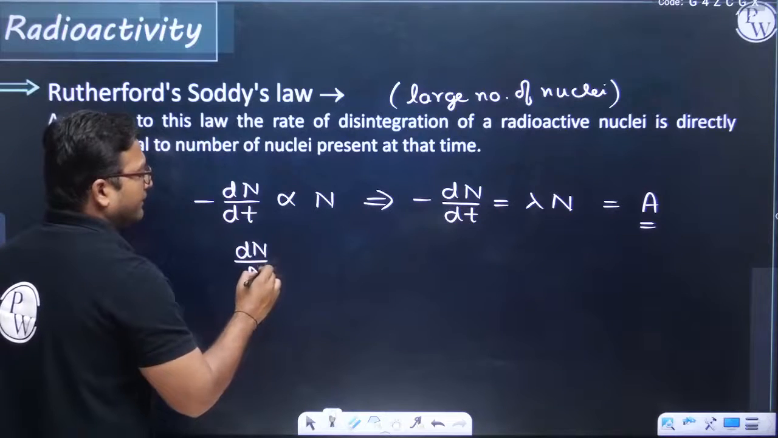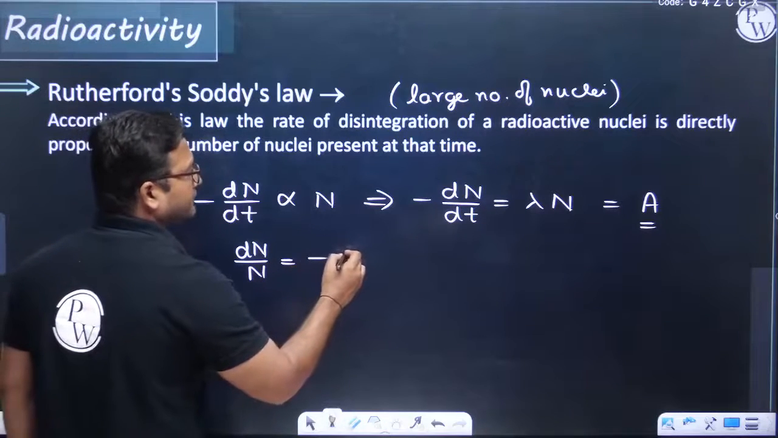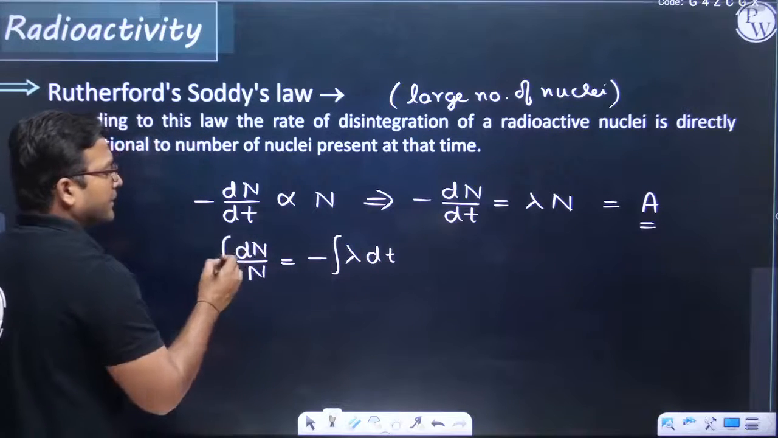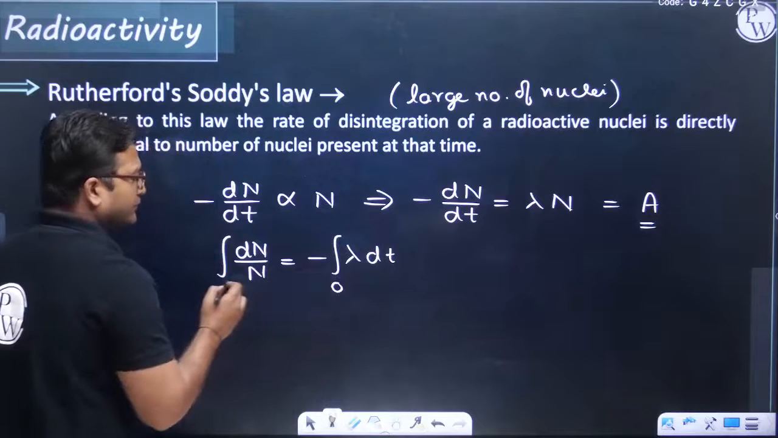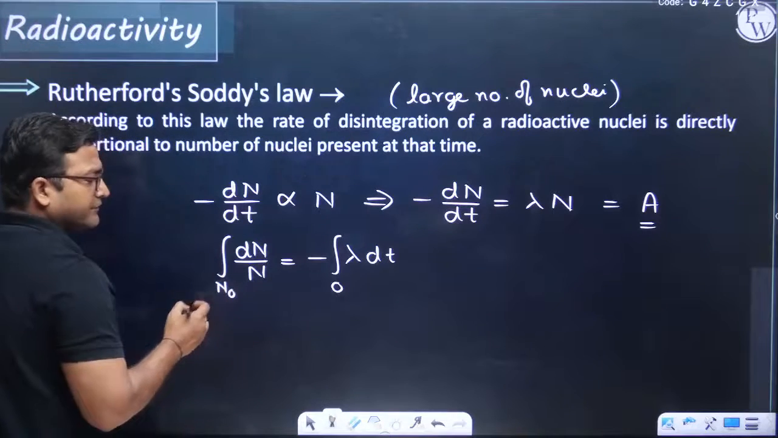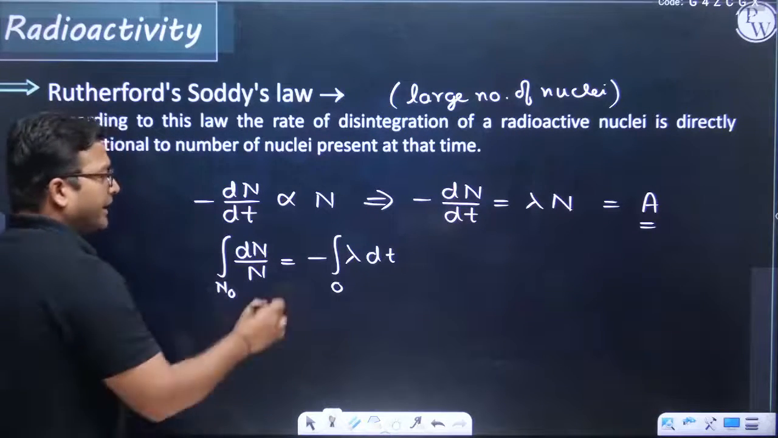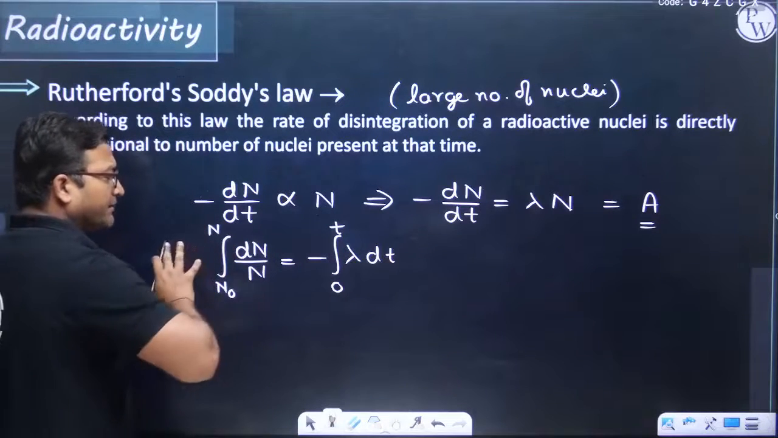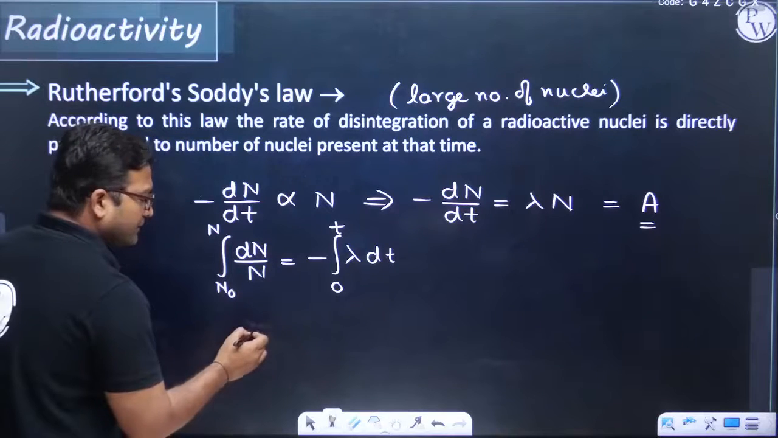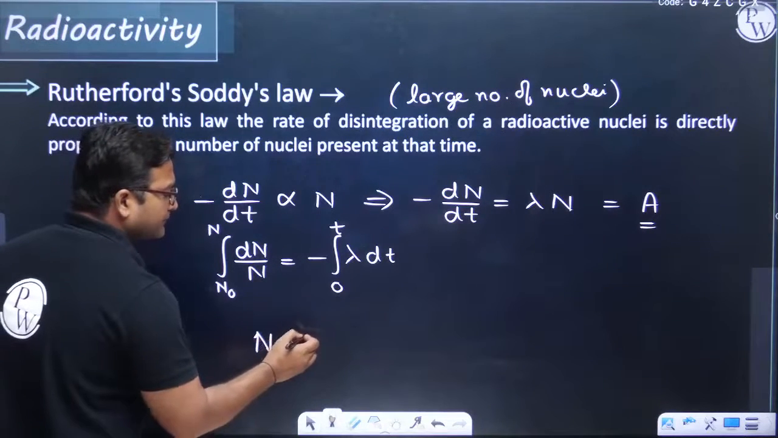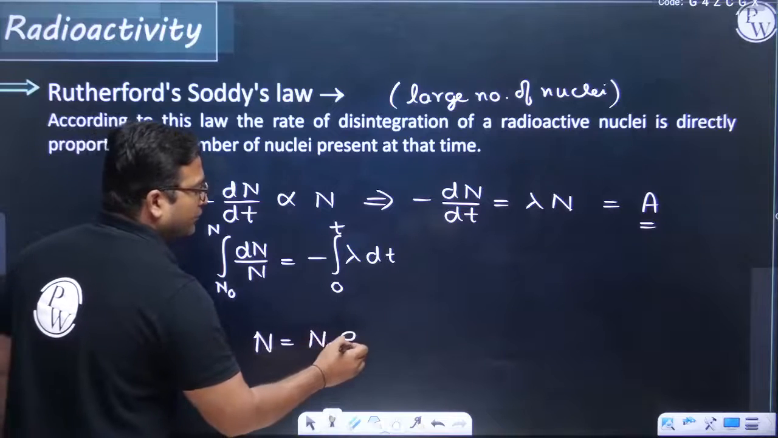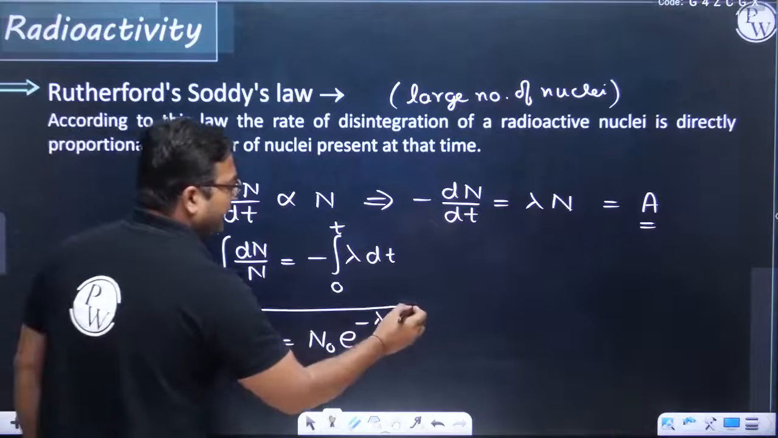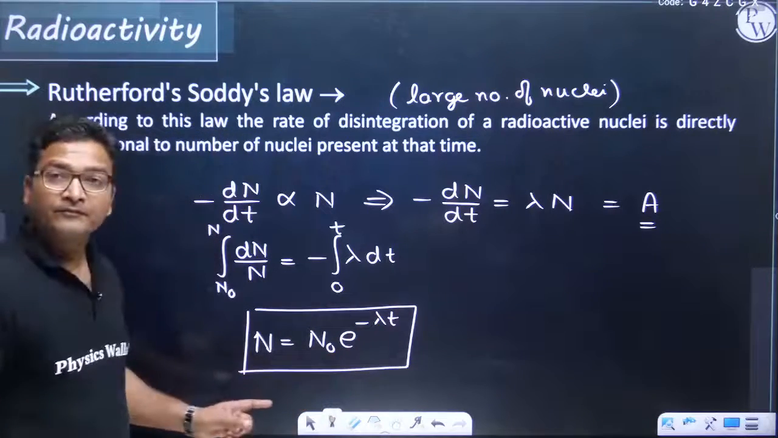Okay, if we manipulate this a little, we have dN by N on the left and minus lambda dt on the right, and if you integrate this, at t equals 0, say N naught nuclei of x, as we have seen on the last page, and at time t we have N number of nuclei of x. By integrating this, you get a result that N equals N naught e to the power minus lambda t. So this is the number of nuclei of x present at any time.